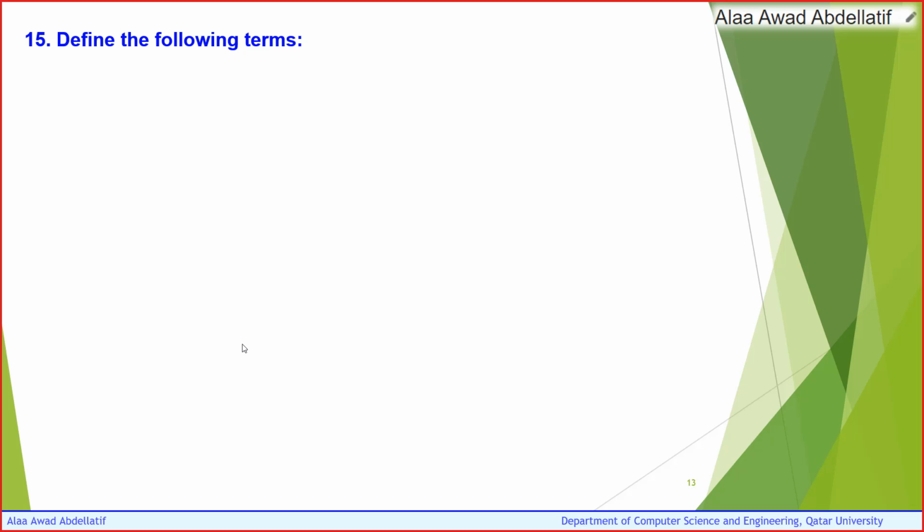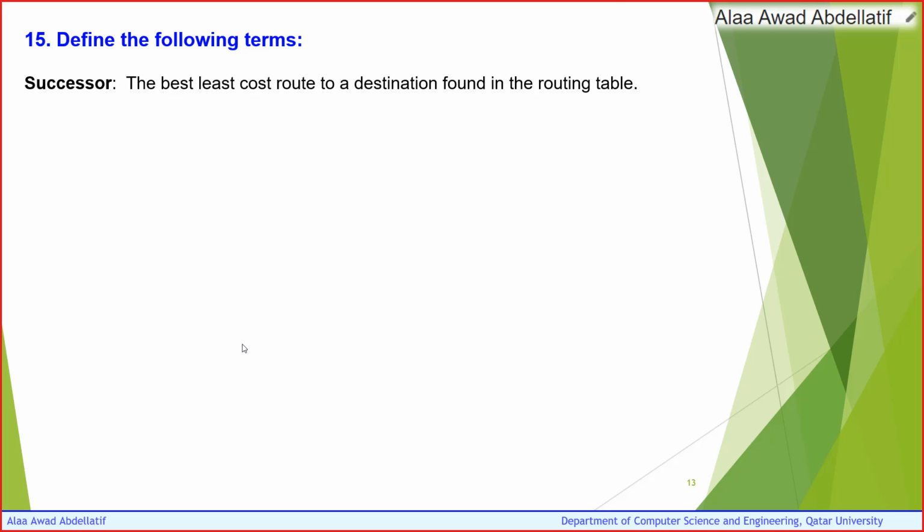Coming to the definitions, this chapter contains many definitions, so you have to study these definitions well and know every definition very well. These are some examples of these definitions, but you also have many other definitions in this chapter you have to focus on. This is just a group of definitions that's important, but there are other definitions in this chapter. One of the definitions is successor. What is the definition of successor? Successor is the best least cost route to a destination found in the routing table. So the best least cost route, we name it successor.